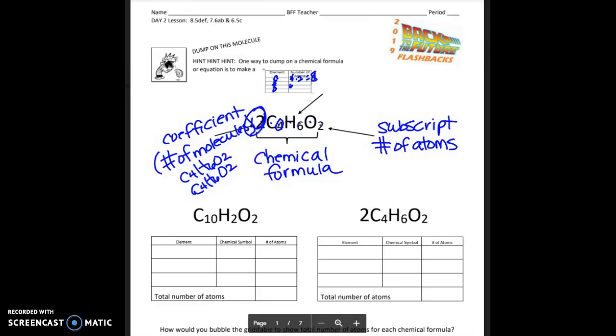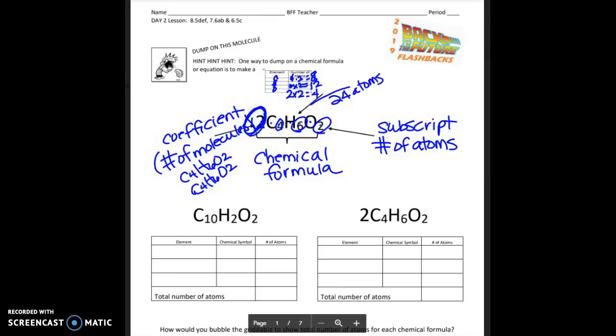Hydrogens, I have 6 for my subscript, but I'm going to do that times 2 for my coefficient again. So that's going to be 12 hydrogens. And then for oxygens, I have 2 as my coefficient times my 2 subscript, total of 4. So 8 plus 12 plus 4 is a total of 24 atoms.